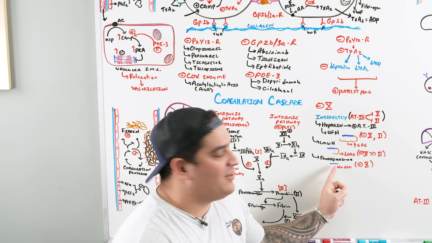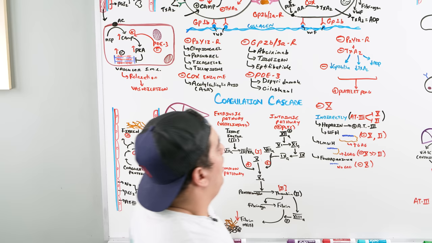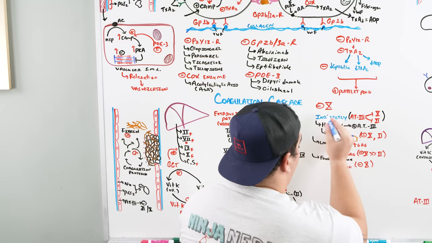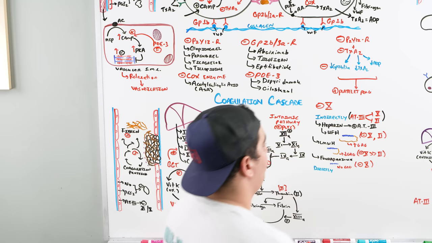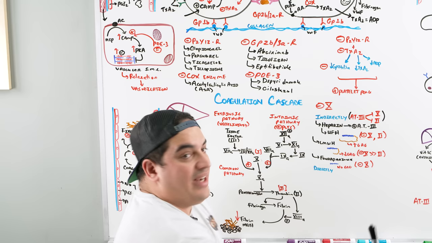Okay. Another thing I can do here is directly inhibit factor 10. So what if I want to directly inhibit factor 10? This is where I can have a protein that can literally just bind onto factor 10 and render it ineffective. That's pretty cool.